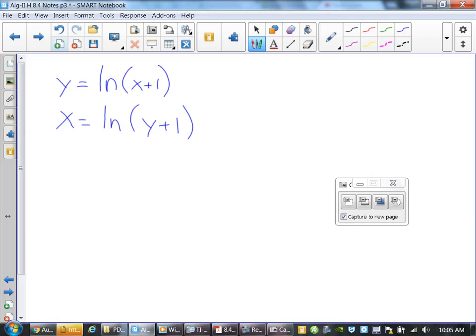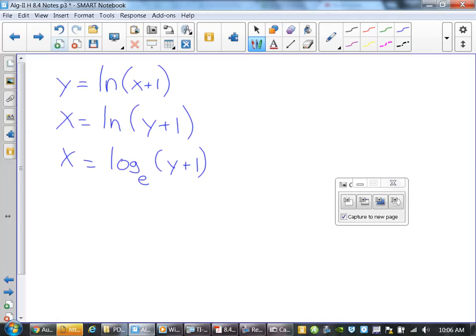Natural log is log base what? E. So what I'm going to do here is, eventually you won't have to write this step, but I'm going to write this out. X equals log base e of y plus 1. I need to undo a log base e. So in order to undo a log, you have to use one of our properties. Well, one of the properties that we had was b to the log base b of x. What would that equal? X.